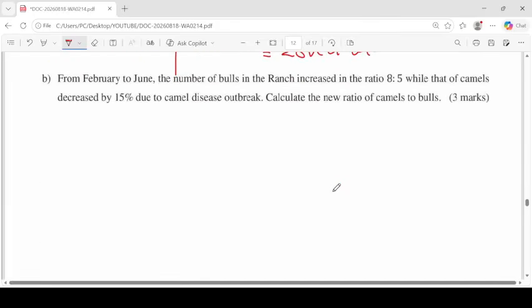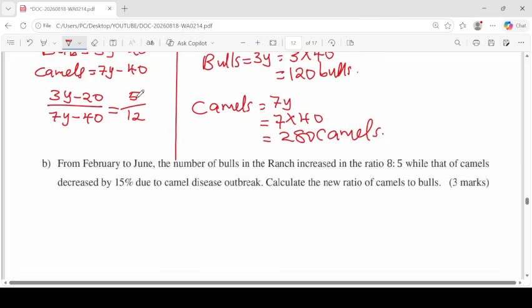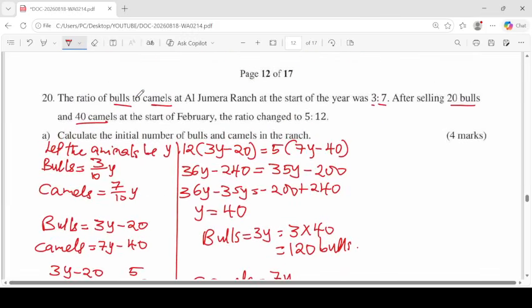From February to June, the number of bulls in the ranch increased in the ratio 8:5, while that of camels decreased by 15% due to the camel disease outbreak. Calculate the new ratio of camels to bulls. A very simple one once again. Remember, they are saying from February to June.